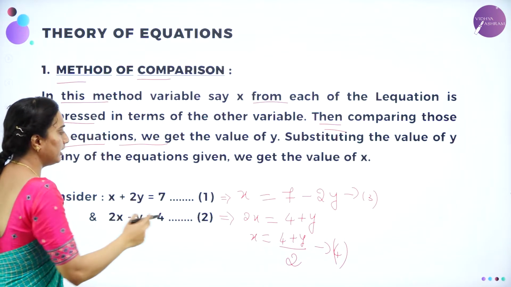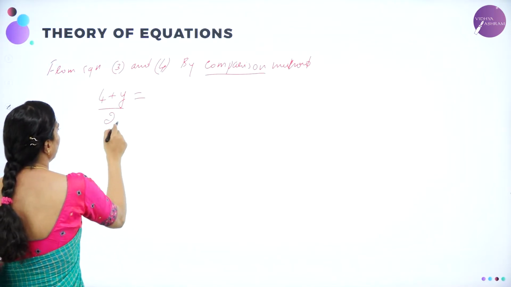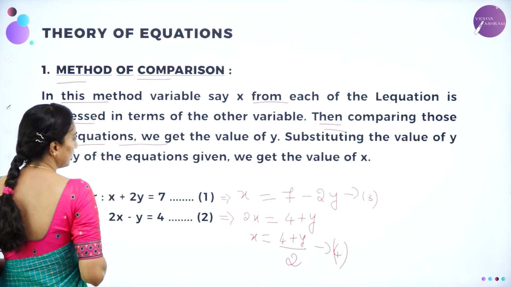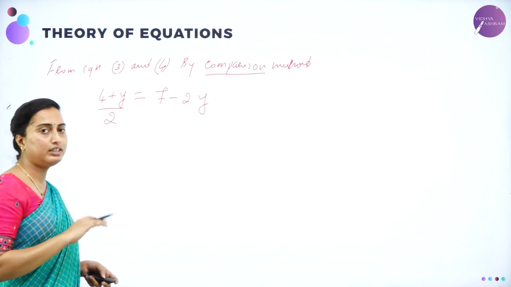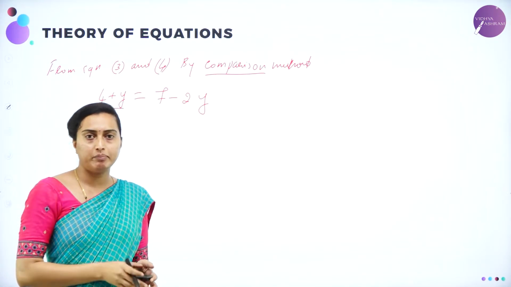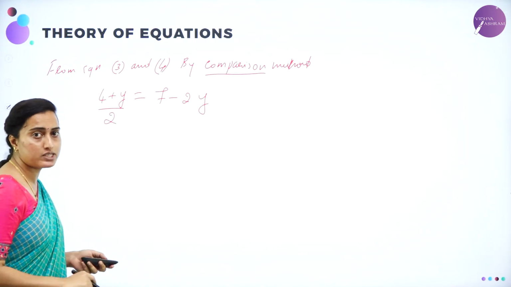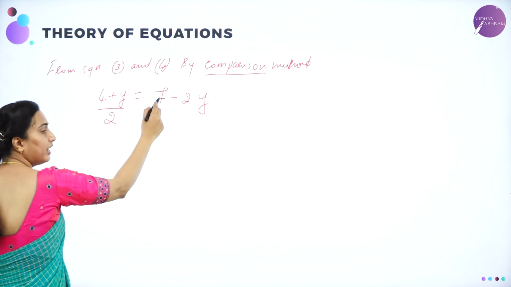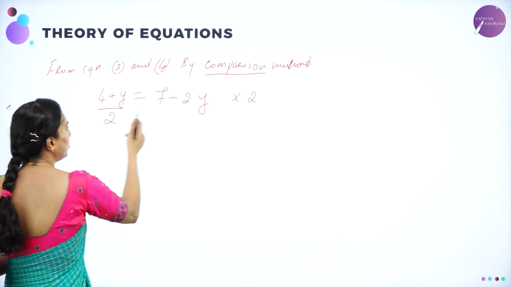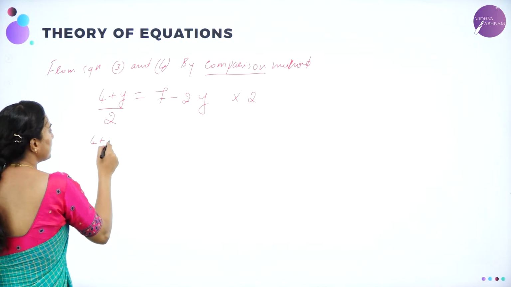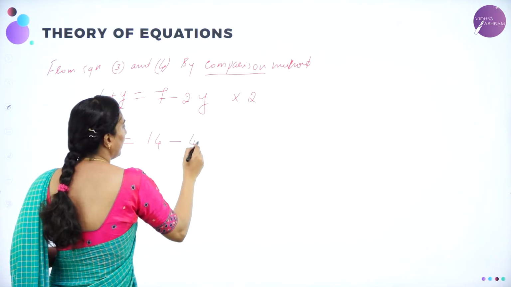We are going to get the right hand side: (4 plus y) divided by 2 is equal to 7 minus 2y. Now you can take the variable term, y, to one side and the constant term to the other side. First let me cross multiply. This 2 can be multiplied here directly, or you can multiply throughout by 2, and the 2 will get cancelled. Remaining is 4 plus y, which is equal to 7 twos are 14 minus 2 twos are 4y.